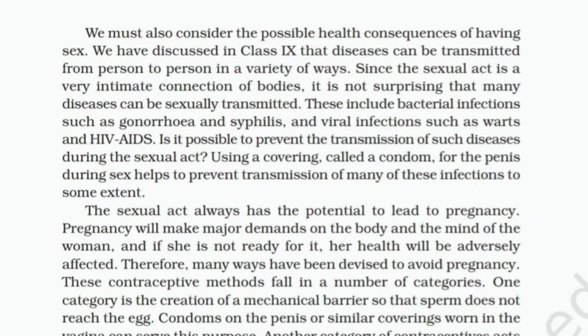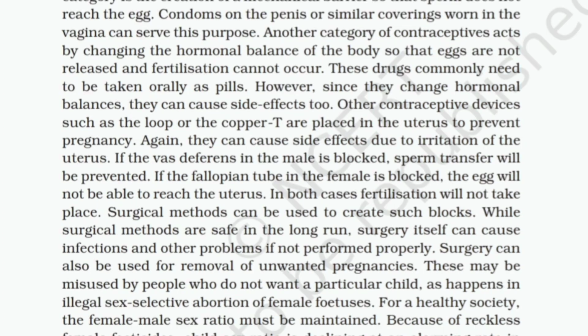Therefore, many ways have been devised to avoid pregnancy. These contraceptive methods fall in a number of categories. One category is the creation of a mechanical barrier so that sperm does not reach the egg. Condoms on the penis or similar coverings worn in the vagina can serve this purpose. Another category of contraceptives acts by changing the hormonal balance of the body so that eggs are not released and fertilization cannot occur. These drugs commonly need to be taken orally as pills.